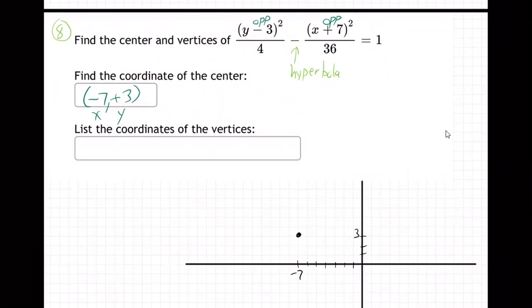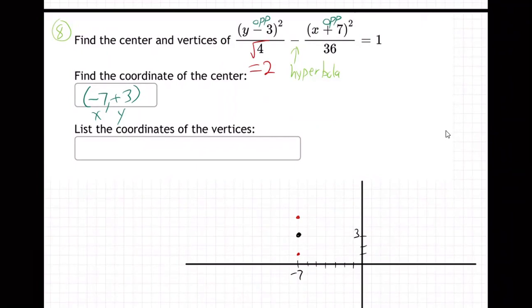And now what we need to do is form that box that goes around it. How do we do that? Well, it's whatever's under the x and the y. So the square root of 4 is 2. That means up and down 2, up 2, down 2. And underneath x squared, the square root of 36, 6. That means right 6, left 6.